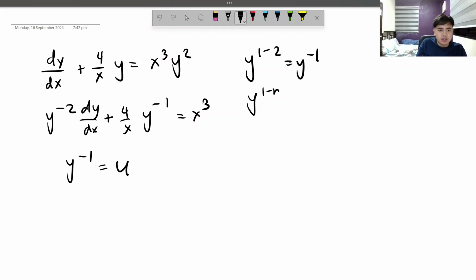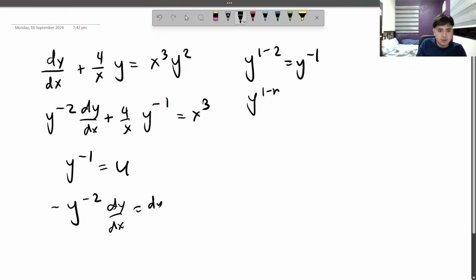So the derivative of y to the negative 1 is negative y to the negative 2 dy over dx, which equals du over dx. Since it's positive, we have to isolate this. So y to the negative 2 dy over dx equals negative du over dx.